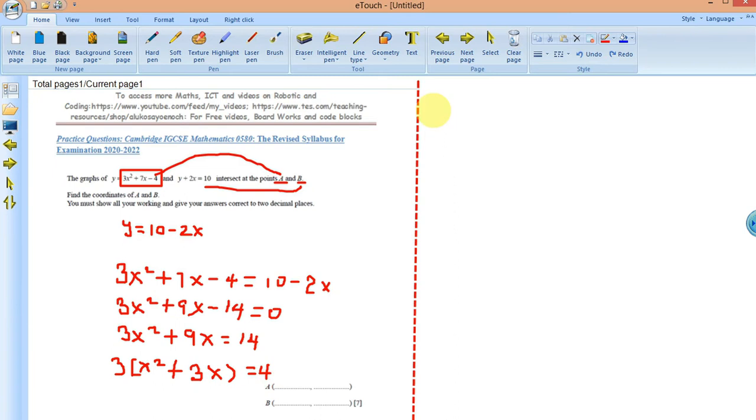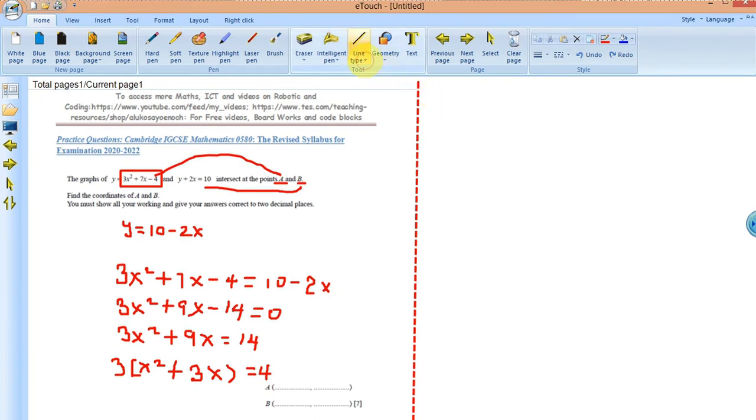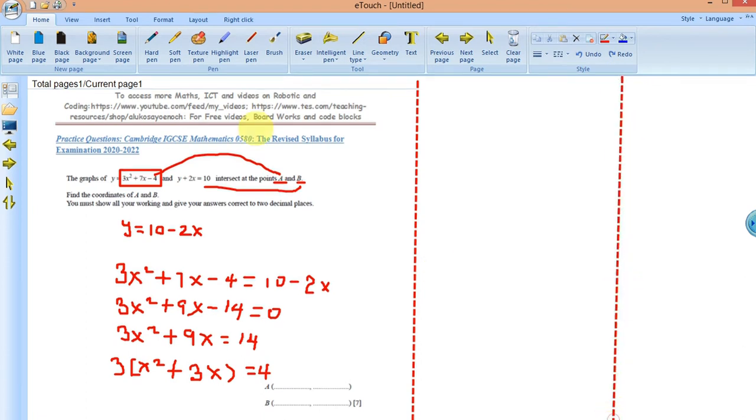Okay, so let me continue on this page. I don't know if I should demarcate again. Let me just go ahead and demarcate so that I'll be able to manage my board effectively.